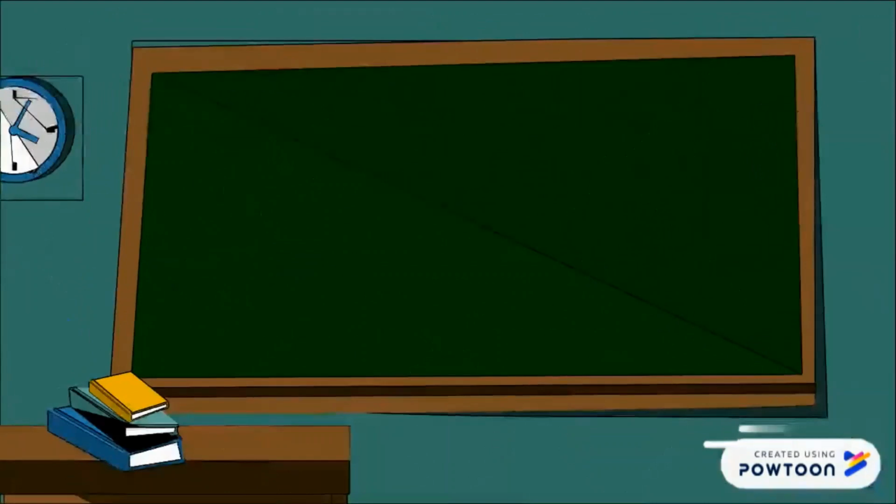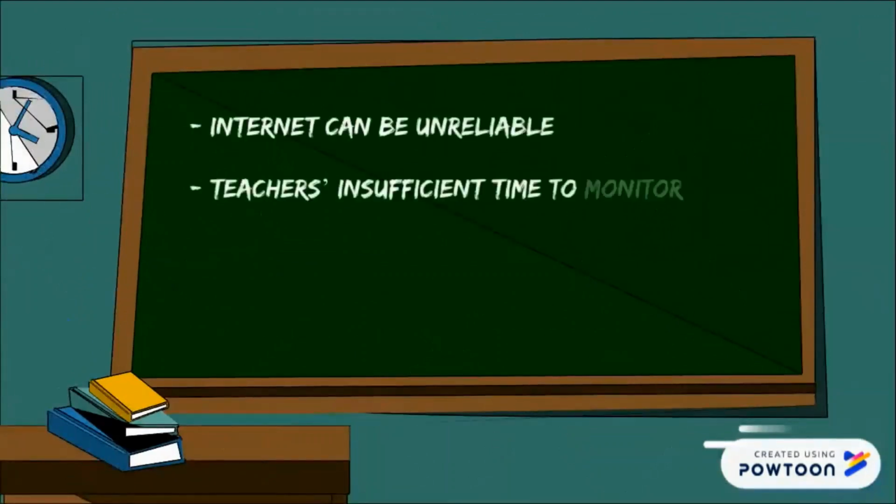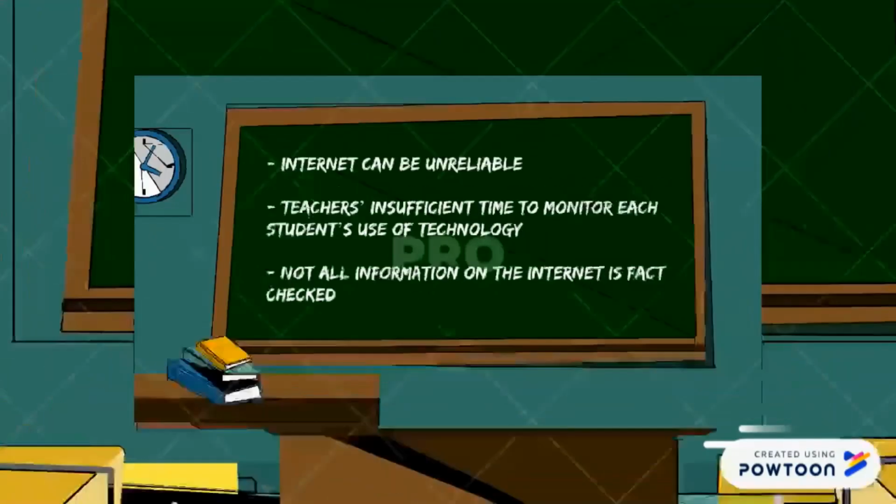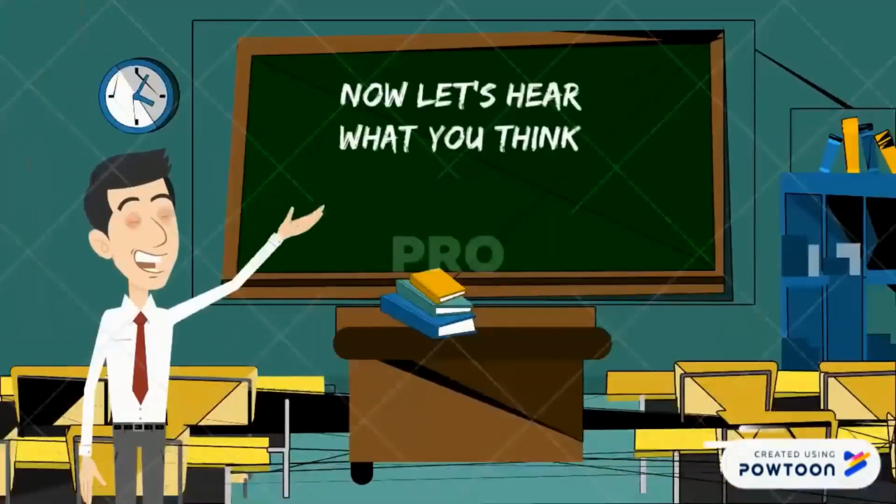Internet and technology can be unreliable, which can cause disruptions. Teachers may have insufficient time to interact with students and might teach students using technology at the end of setting a task. Children can access information. Now let's hear what you think.